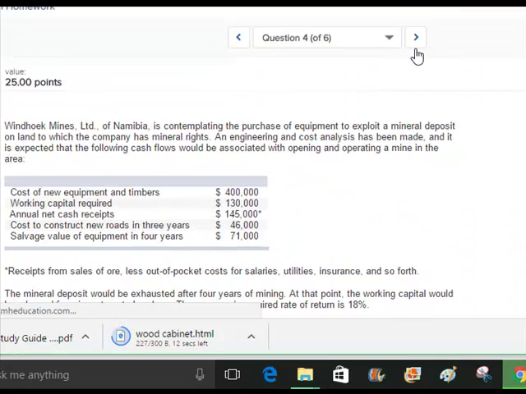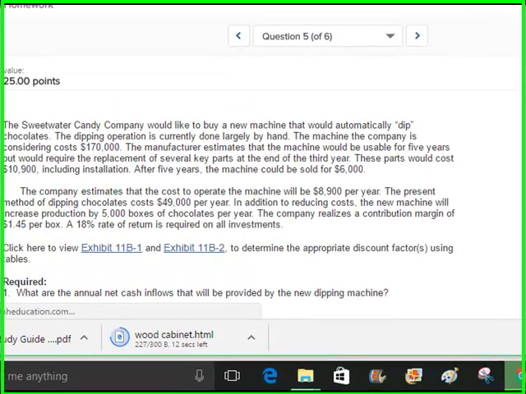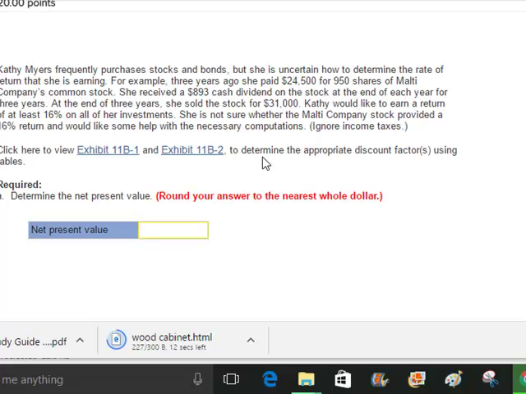Now question 6 is different. Let's skip ahead to question 6. So in this question, you're asked to determine the net present value of an investment. And there are 3 components to figuring that out.